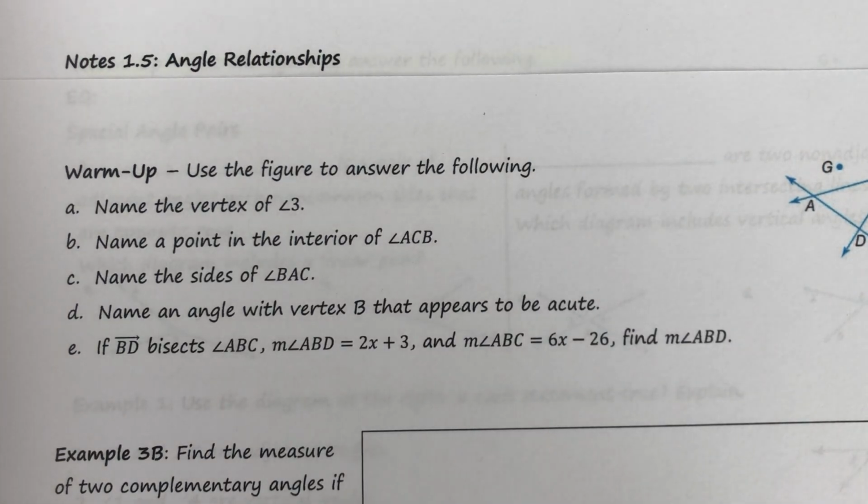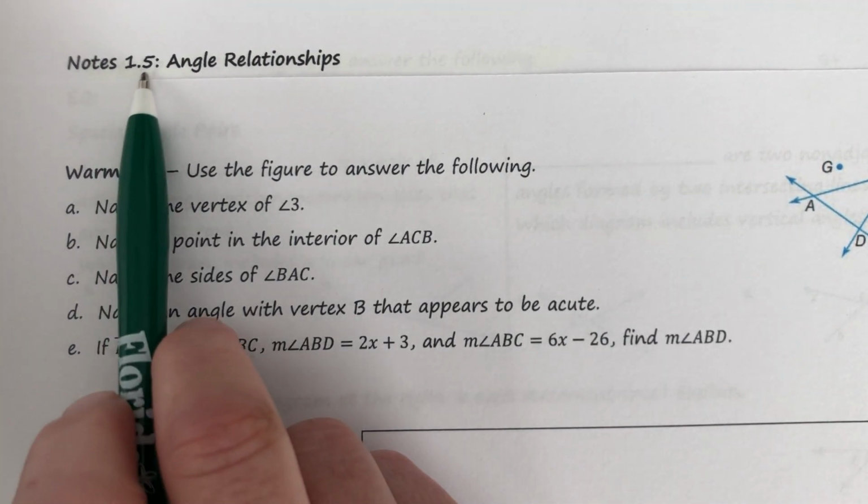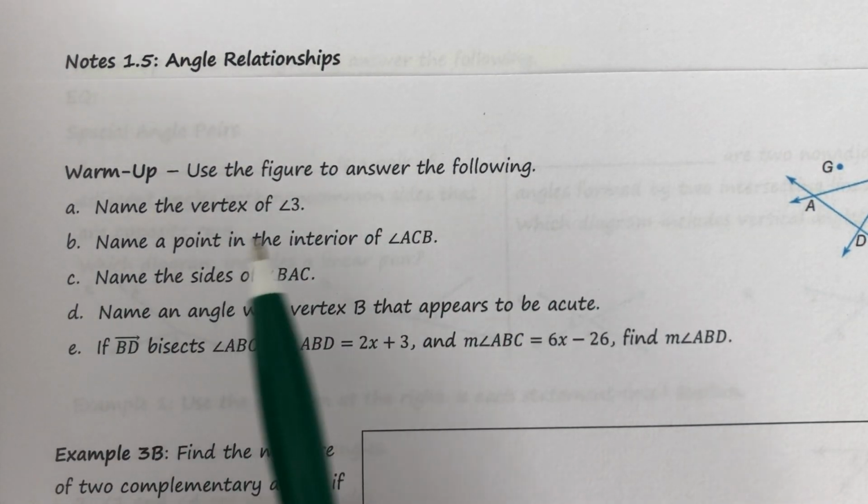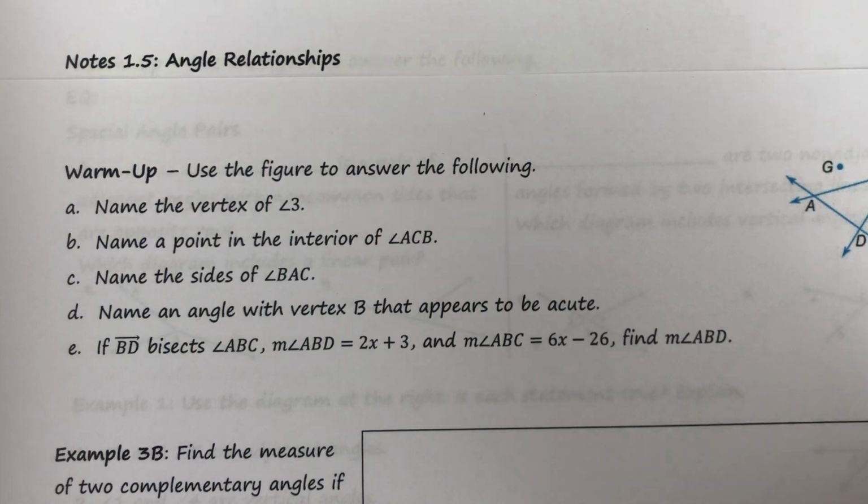Okay, so in this lesson, we're still in chapter 1. We're going over section 5, angle relationships. And before we move on to that today, we're going to do a quick review on what we've already gone over and taken notes on.